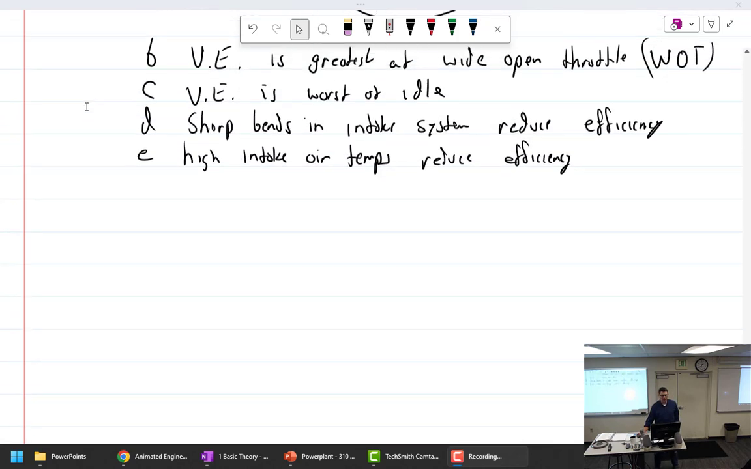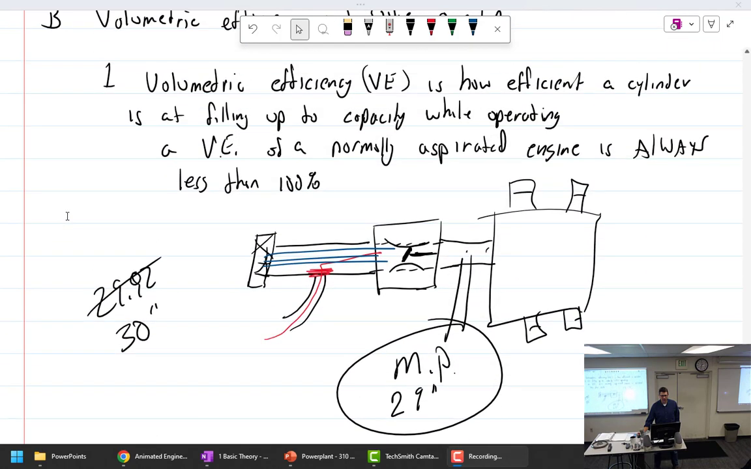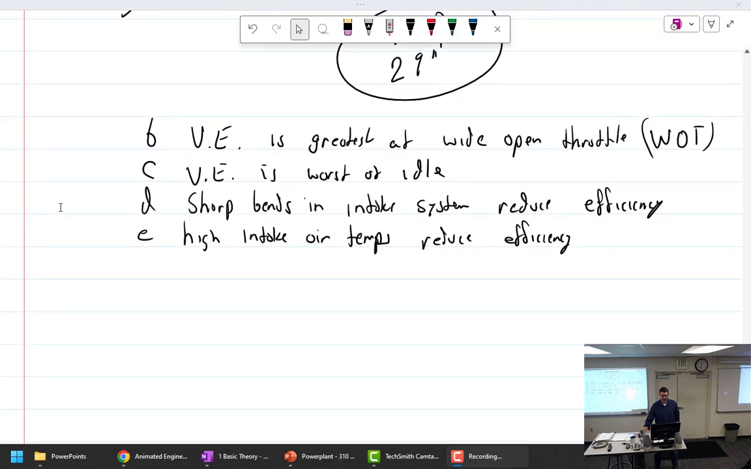All right, we left you off yesterday talking about volumetric efficiency. Now we're going to talk about how to increase volumetric efficiency, other than what we already talked about, which would be the opposite of what is bad. Wide open throttle means higher volumetric efficiency. Don't go at idle, but you don't really care.